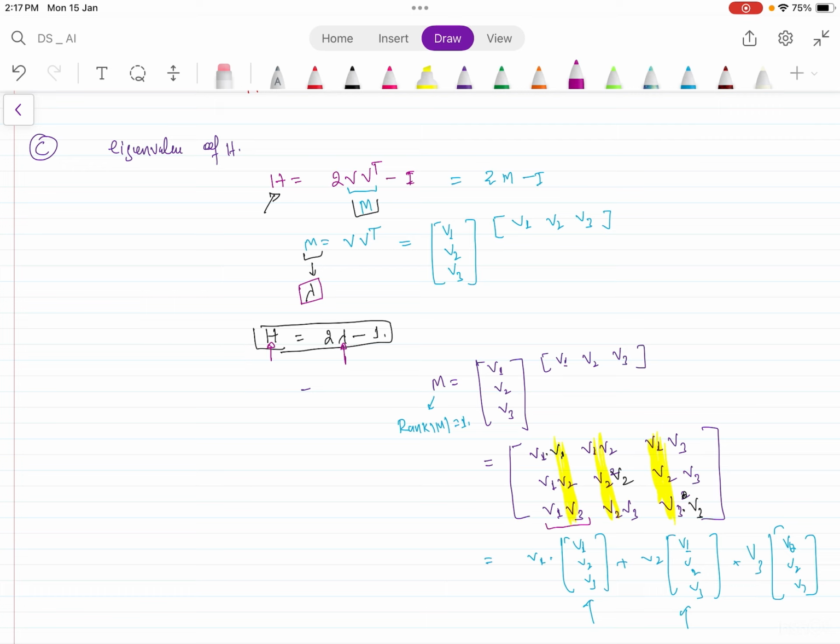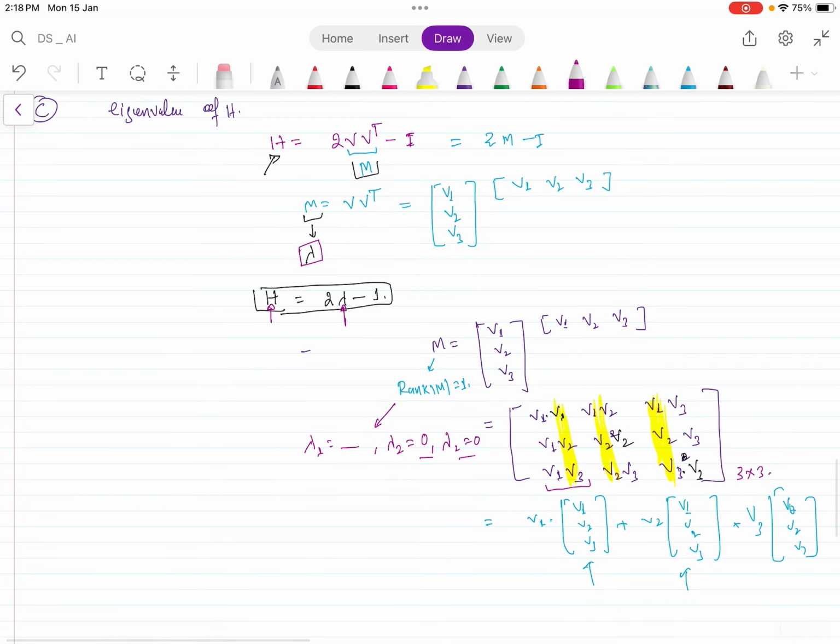So what does it mean? This is a 3 by 3 matrix, and it is a rank 1 matrix, right? So that means one eigenvalue will be non-zero, and the other two eigenvalues will be 0, right? Now the question is how we can find this lambda 1.